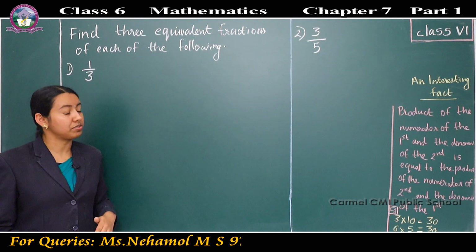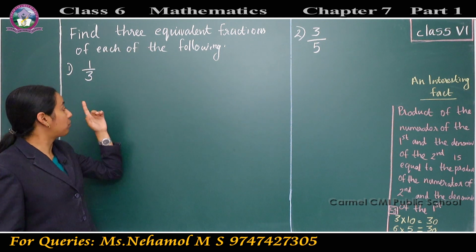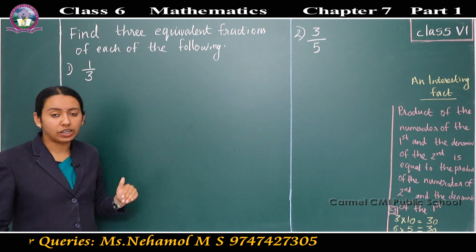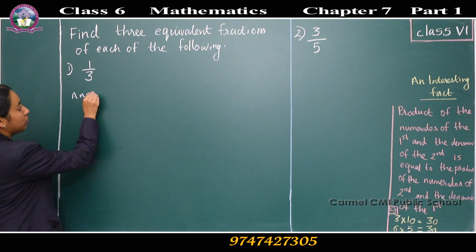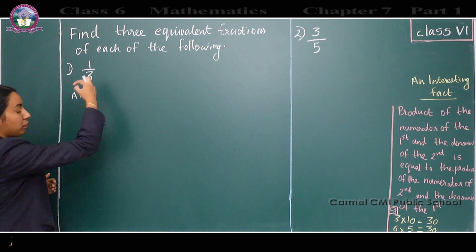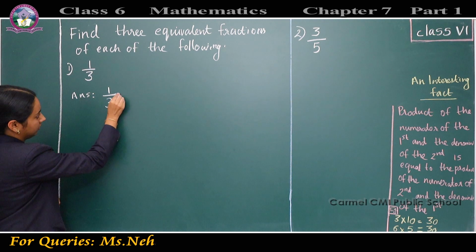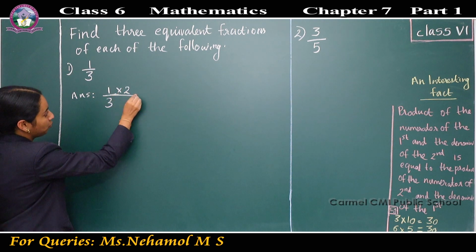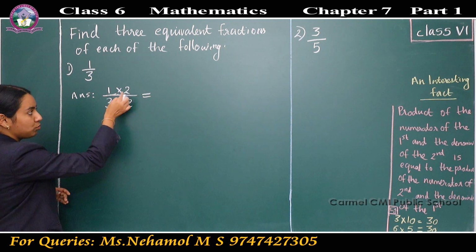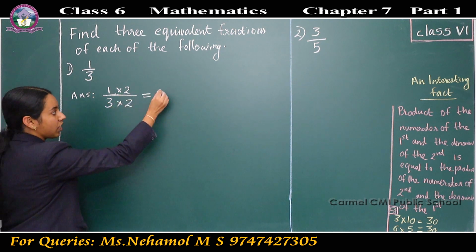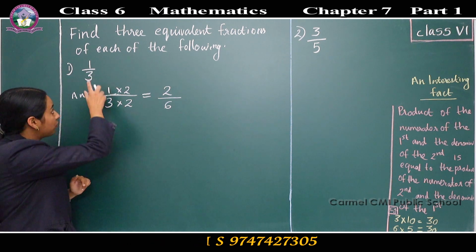Now we can go through one question. Find 3 equivalent fractions of each of the following. First one, 1 by 3. We have to find 3 equivalent fractions. Answer. First we have to multiply both numerator and denominator by 2. 1 by 3 means 1 into 2 by 3 into 2. You can take any number. 1 2s are 2, 3 2s are 6. 2 by 6 is an equivalent fraction of 1 by 3.